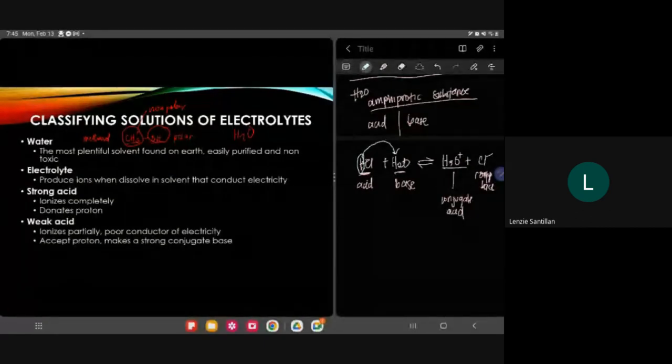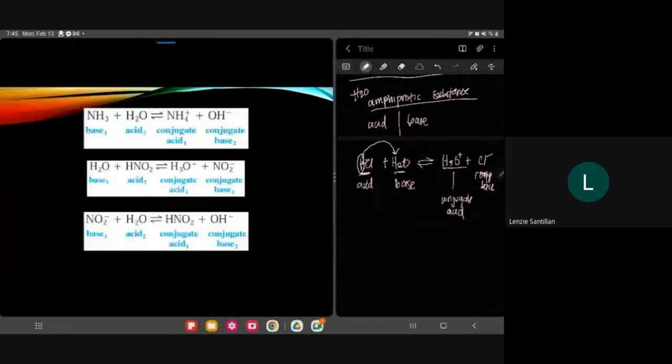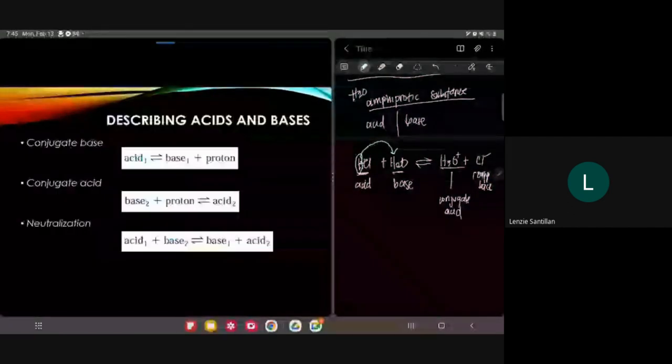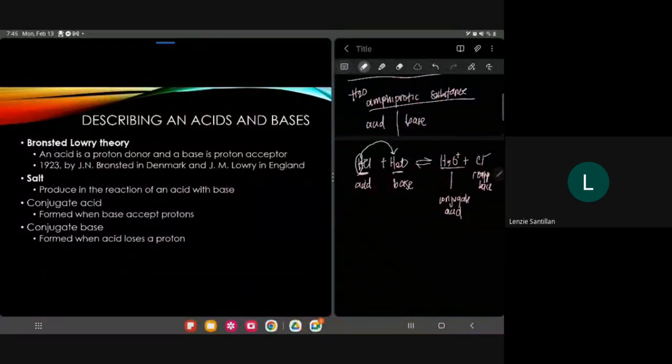So, the definition of your conjugate acid: on the other side, conjugate acid is formed when a base accepts a proton. In which case, who is our base, the one that acted as base? Water. And it accepted a proton. So who becomes our conjugate acid? Our H3O. Because it already accepted your proton. And what is our definition for conjugate base? Formed when an acid loses a proton. Who is our acid? Hydrochloric acid, right? And it lost a proton? Check. It lost a proton. As a result, what did it become? Chloride. So chloride is our conjugate base.